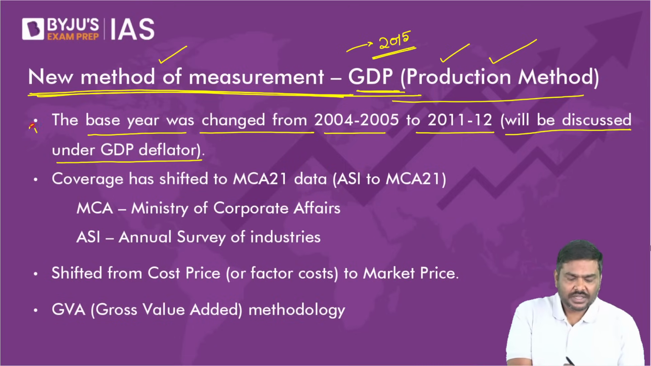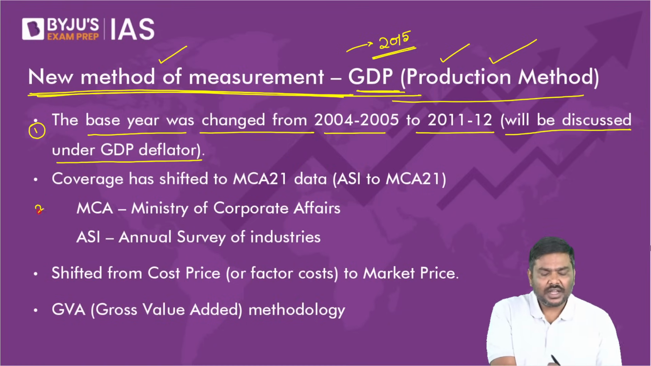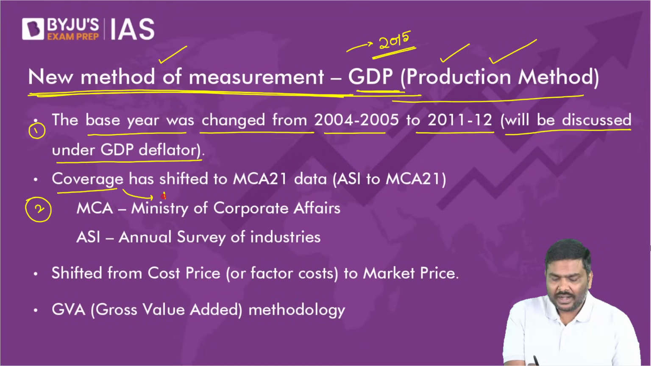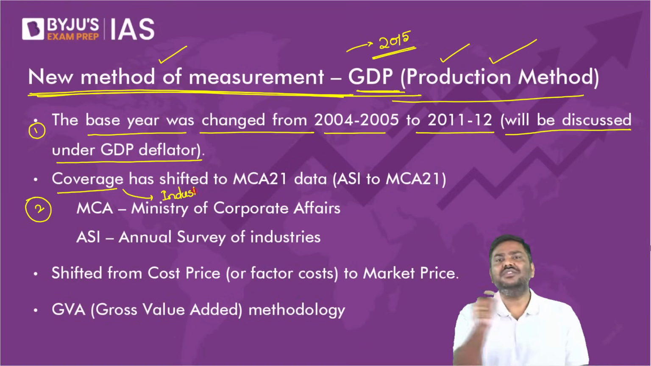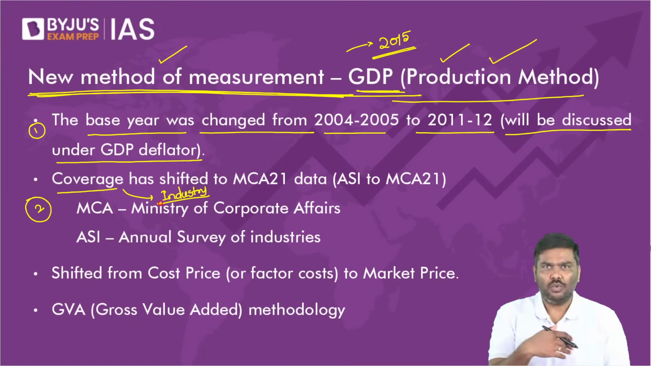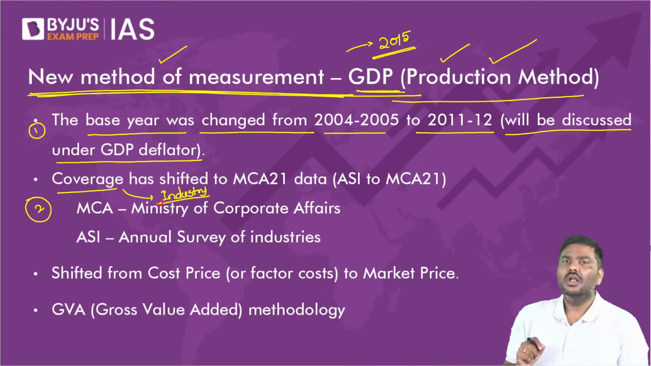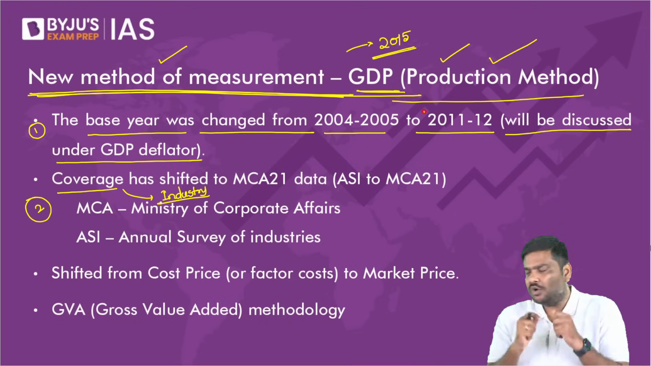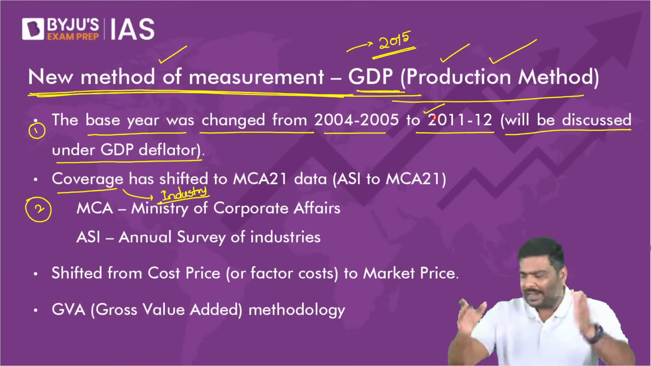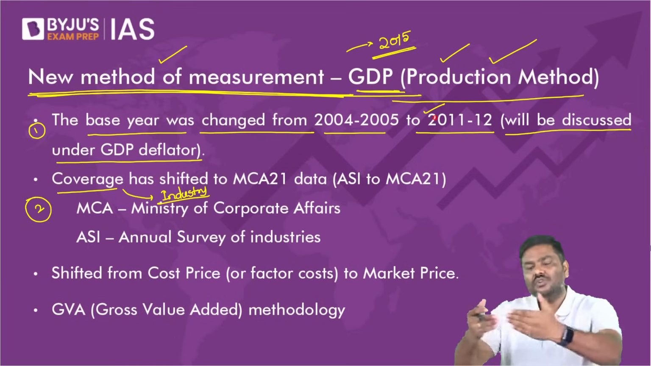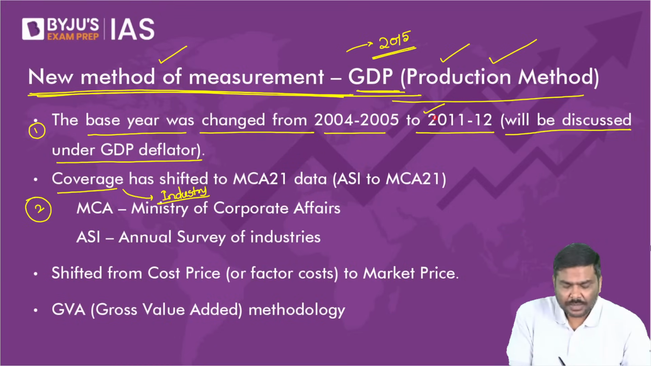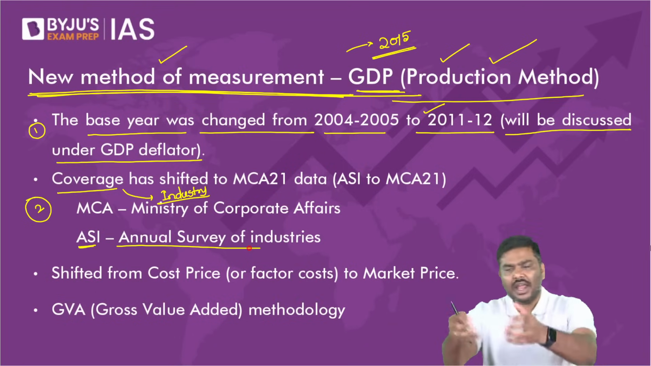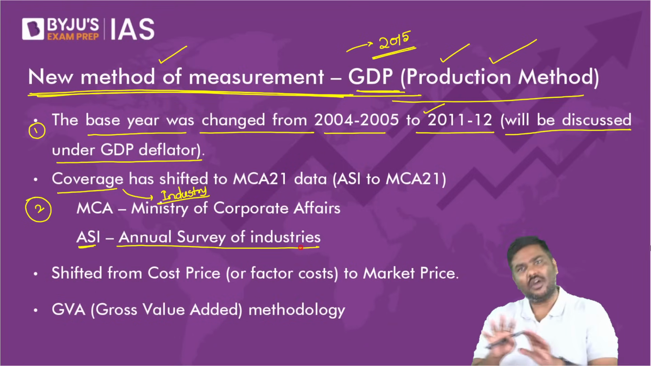Second point is we have changed the coverage. Coverage means how the industry's data is collected; we have changed the methodology. What is the reason? Simple argument here. Until this new method was introduced, we used to collect industrial output data, how much industries have produced, through a concept called the Annual Survey of Industries.